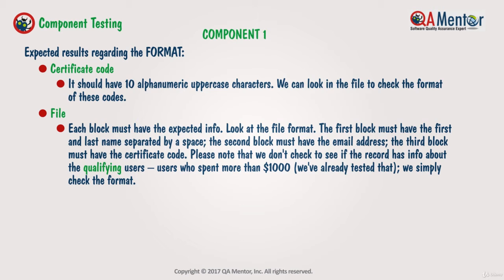The first block must have the first and last name separated by a space. The second block must have the email address. The third block must have the certificate code. Please note that we don't check to see if the record has info about the qualifying users, users who spent more than $1,000. We've already tested that. We simply check the format. Blocks must be separated by commas.